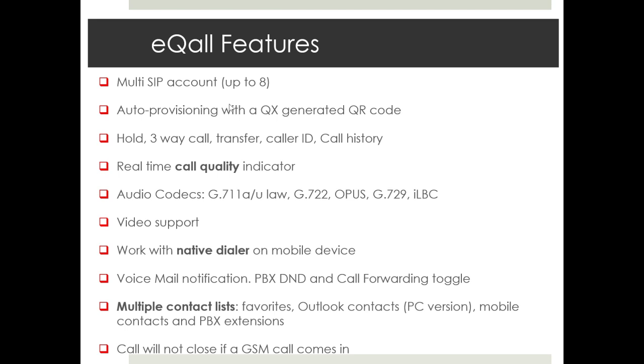Of course, all the basic functions like hold, three-way call, transfer, caller ID, call history, etc. It has a real-time call quality indicator. All your basic codecs that you're used to: G711 A-Law, MU-Law, G722, Opus, G729, iLBC. It also has video support. It works with your phone's native dialer on your mobile device. It has voicemail notification, PBX do not disturb and call forwarding options to toggle those on or off.